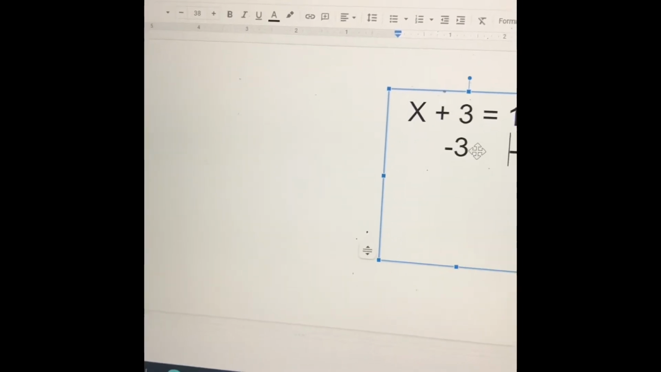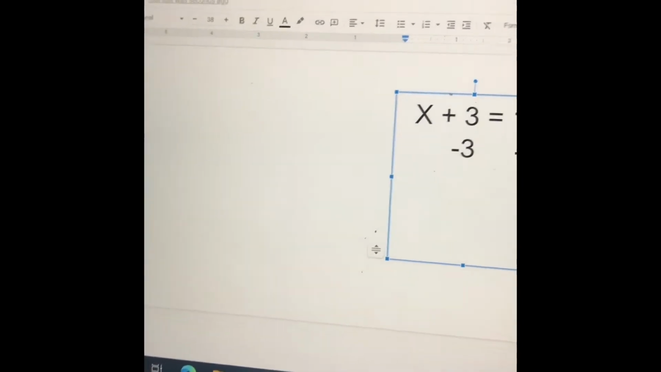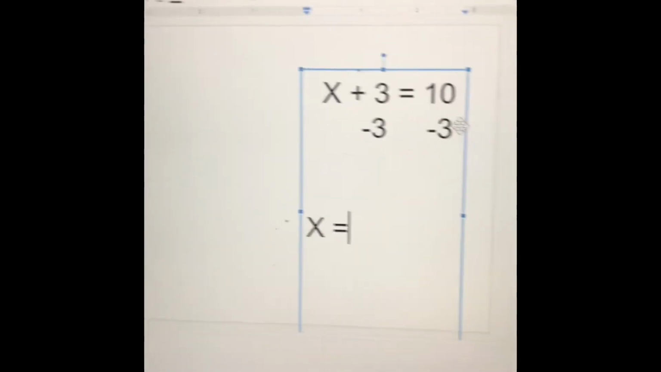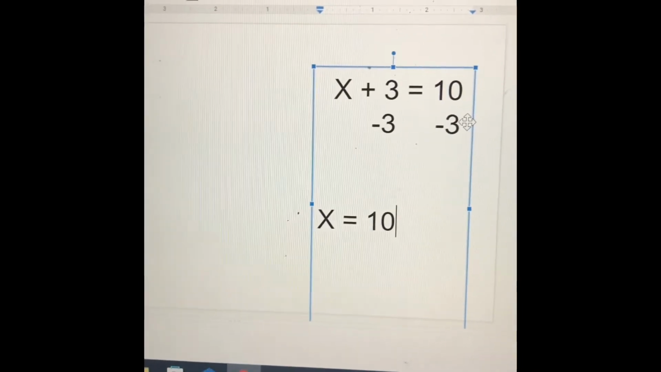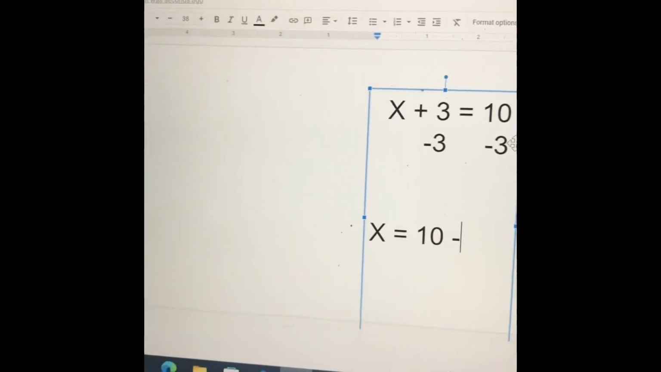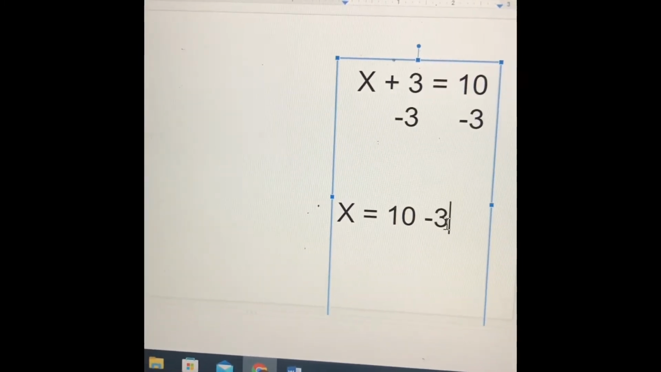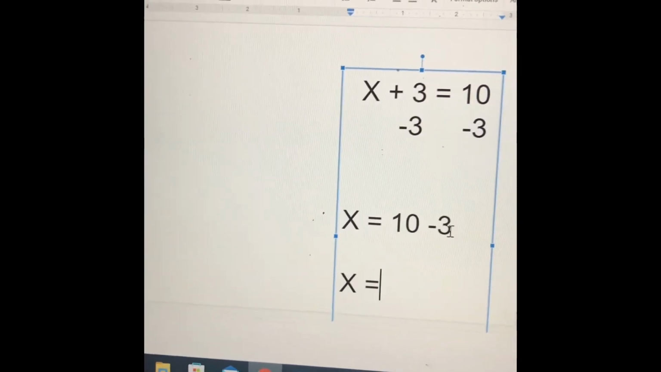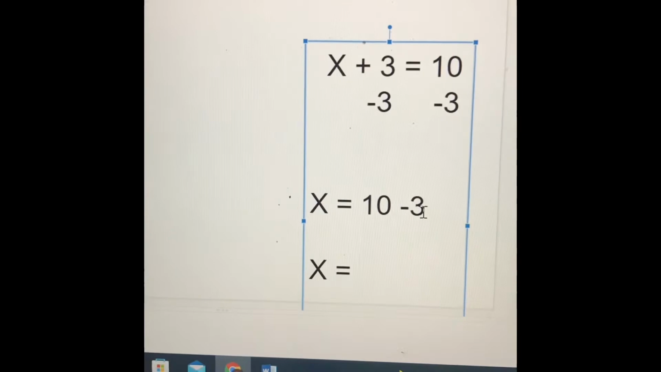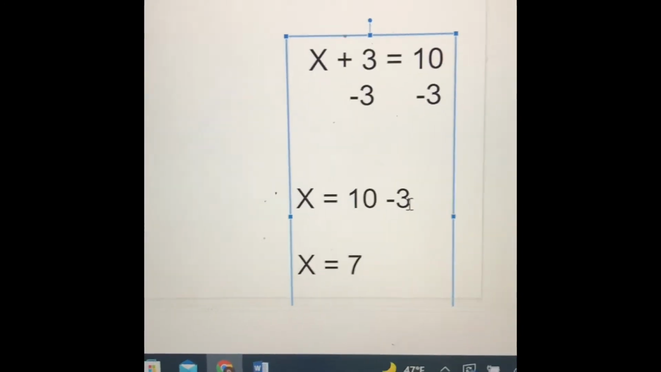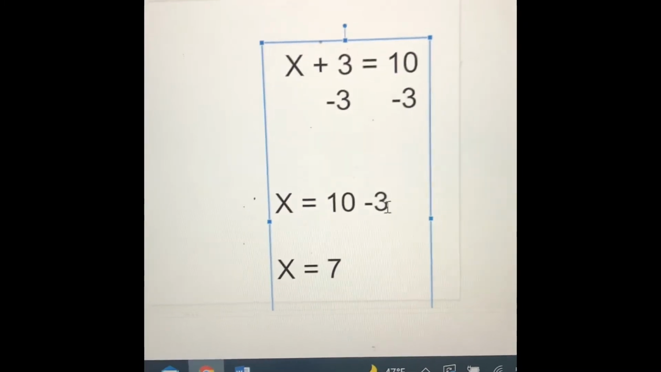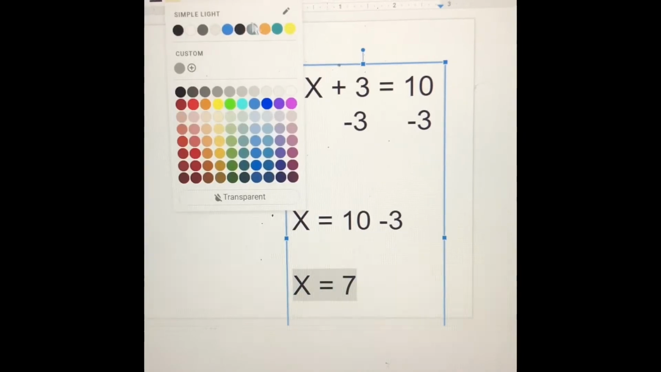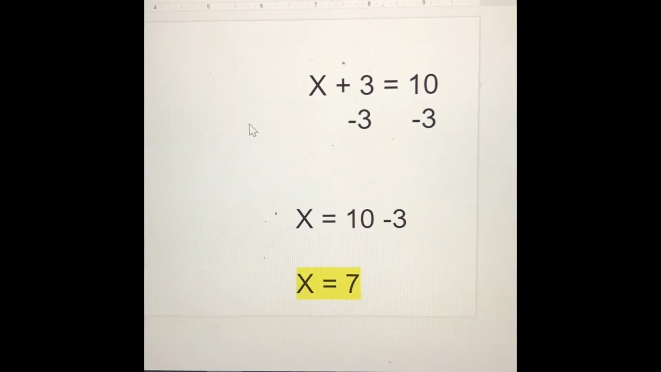So we got to do minus 3 over here. So now we have x equals 10 minus 3. Ten minus 3 equals 7. So x is equal to 7. And we now have our final answer. X equals 7.